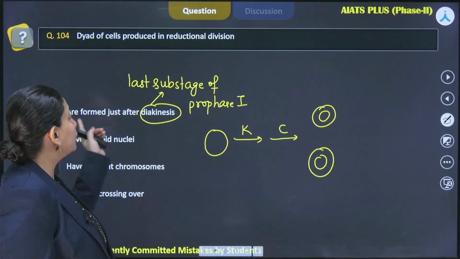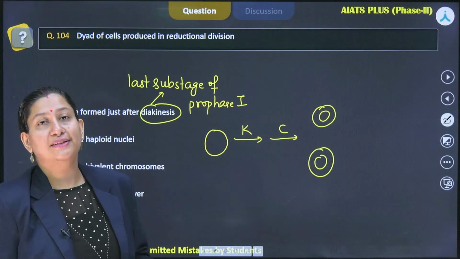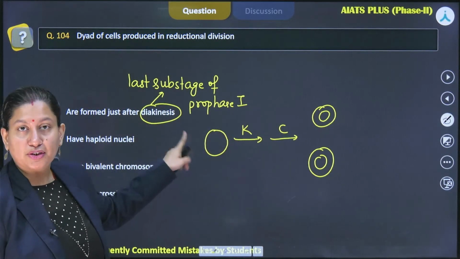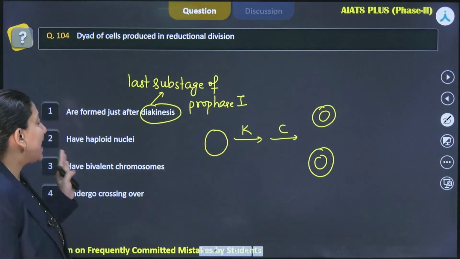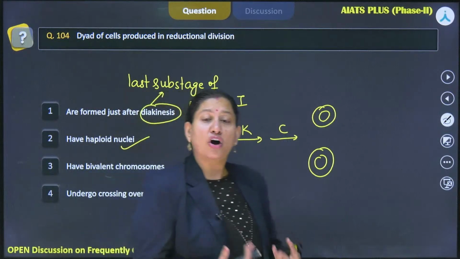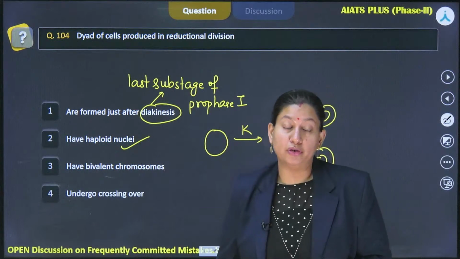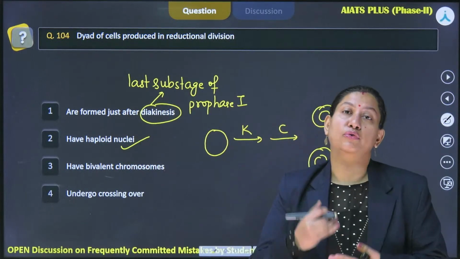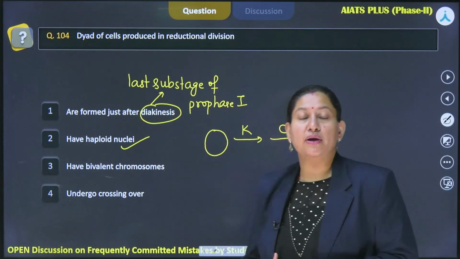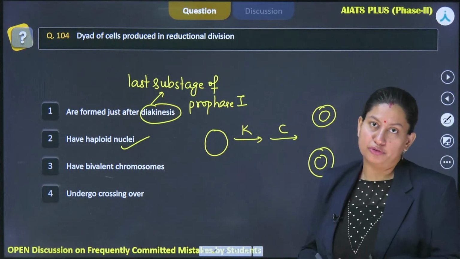This option says it is going to form just after diakinesis, just after prophase. Karyokinesis is still not completed. How are you supposed to have cytokinesis? That's why we have ruled out this option. The second one says have haploid nuclei. This is true, because there is a separation of homologous chromosomes that reduces the ploidy to half. The mother cell is diploid, but the daughter cells after meiosis 1 will have a haploid number of chromosomes.